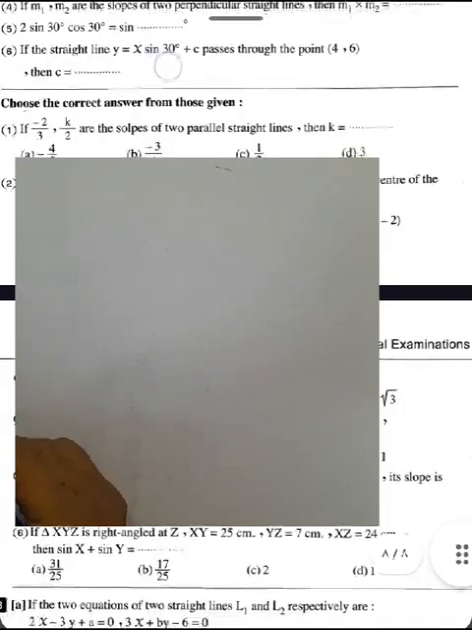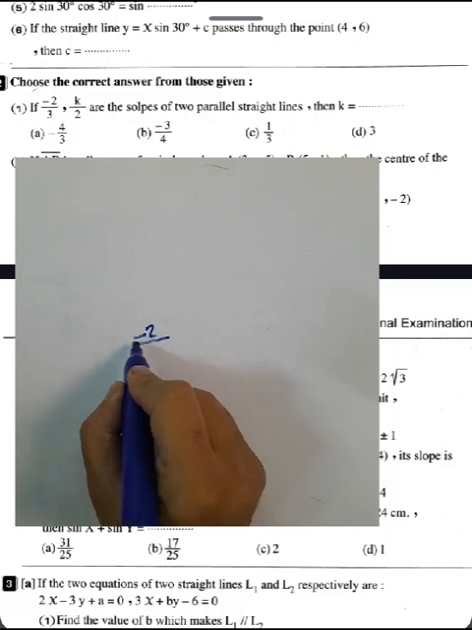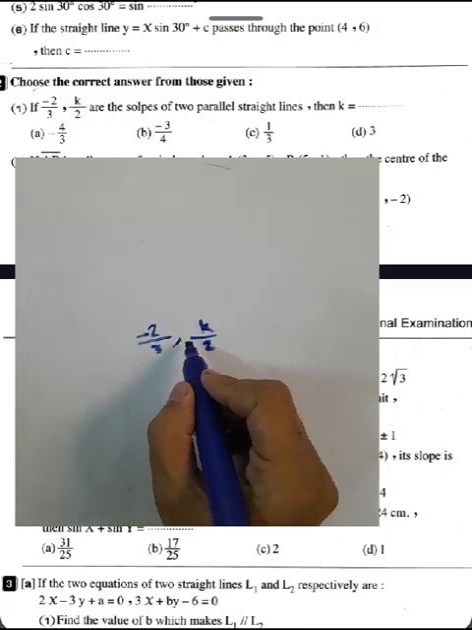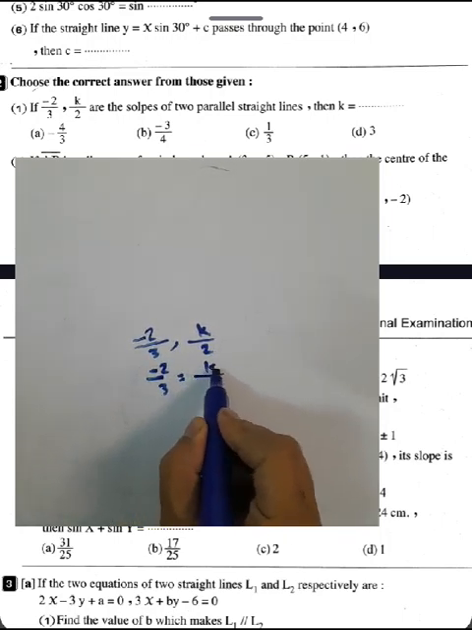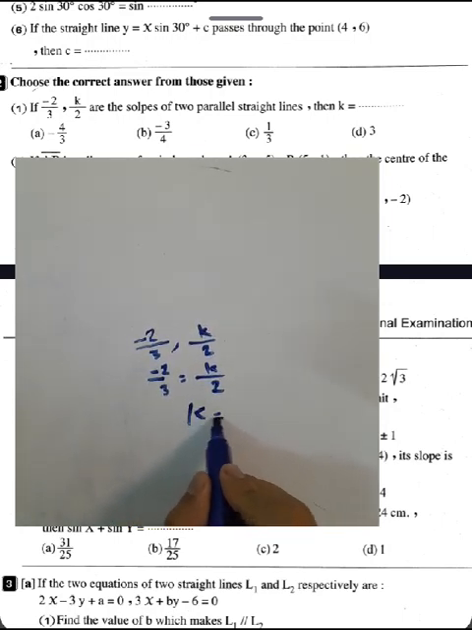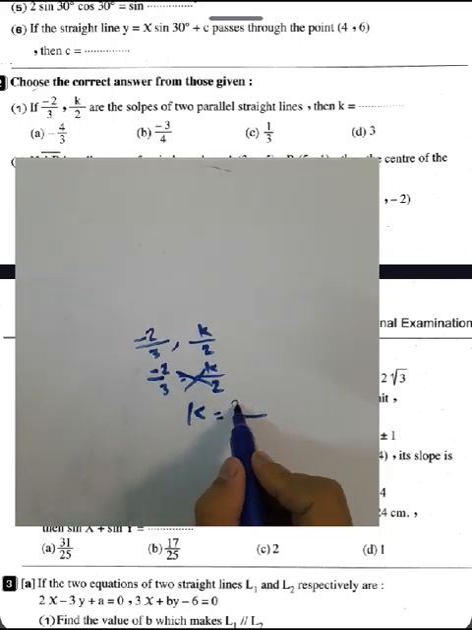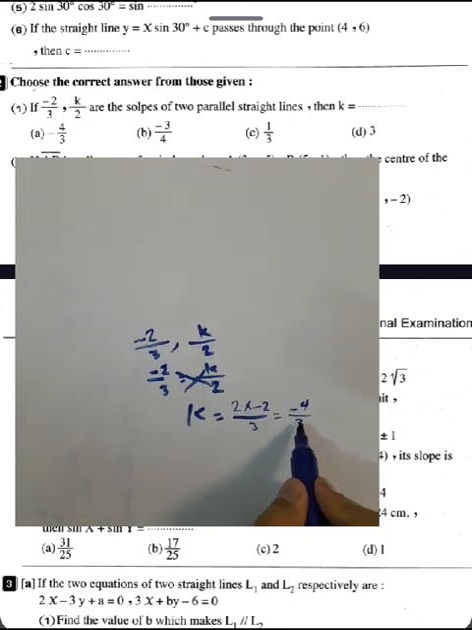Question number 2 shows the correct answer. Number 1. If negative 2 over 3 and k over 2 are slopes of two parallel straight lines, there is equality, then we can find the value of k: product of extremes equals product of means. 2 times negative 2 over 3, the result will be negative 4 over 3.